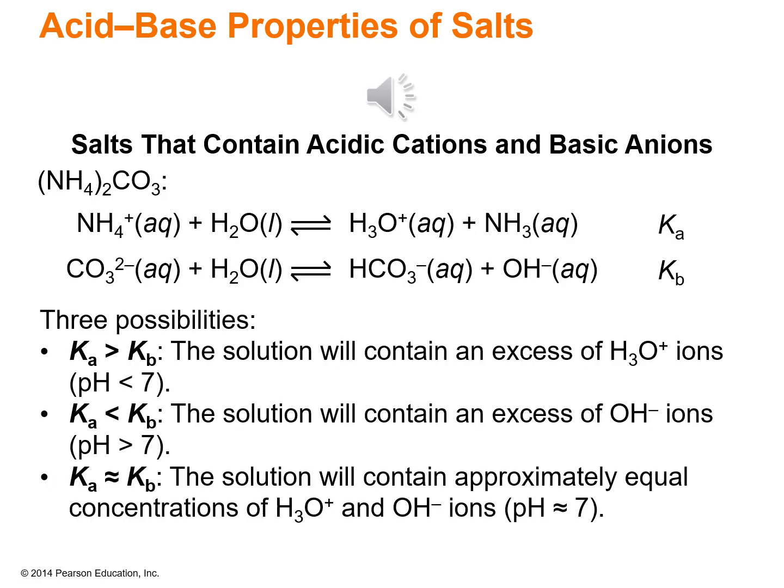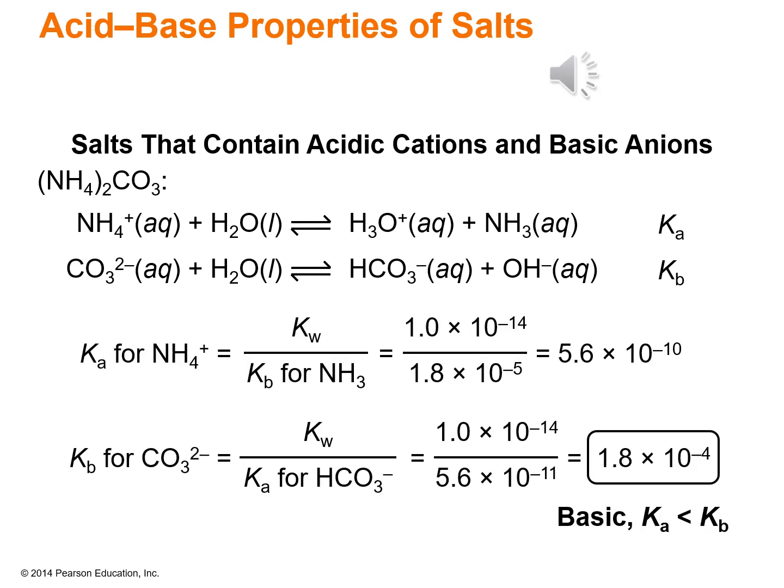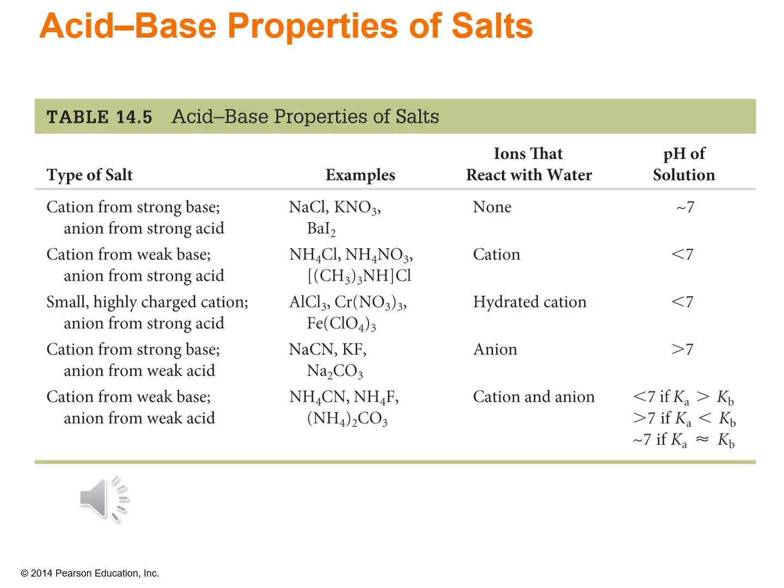So let's look at the Ka for the ammonium ion and the Kb for the carbonate ion and see whether Ka is less than or greater than Kb. Because Kb is greater than Ka, the solution is basic. Here's a summary of the acid-base properties of the salts. We will be practicing these in class.